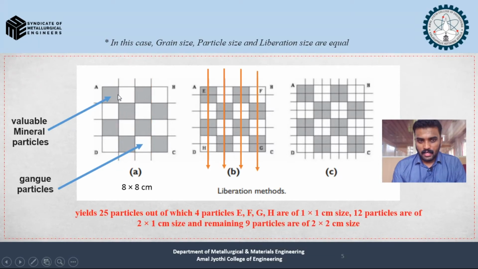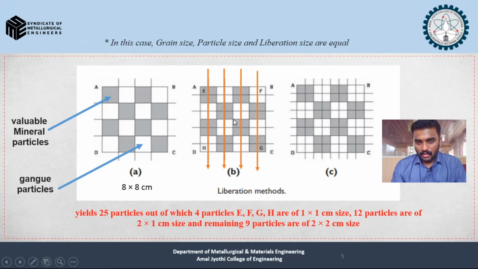So in the previous case, we had the disintegration process and the fracture process happening in this particular direction, and in case B, we have the disintegration or fracture happening as shown in the yellow lines. This pattern is different from the previous pattern. So the ultimate liberation process is that we are yielding 25 particles, out of which 4 particles you can see are E, F, G, H.